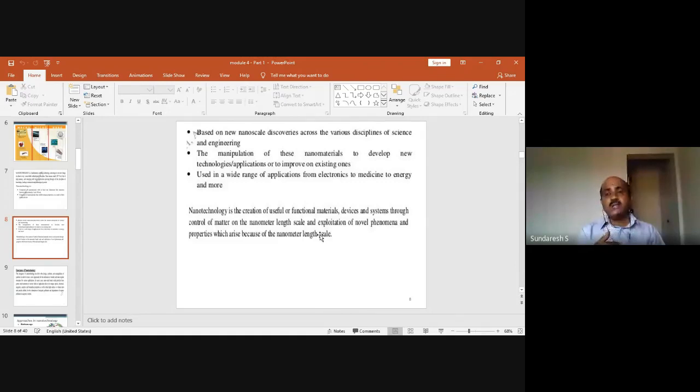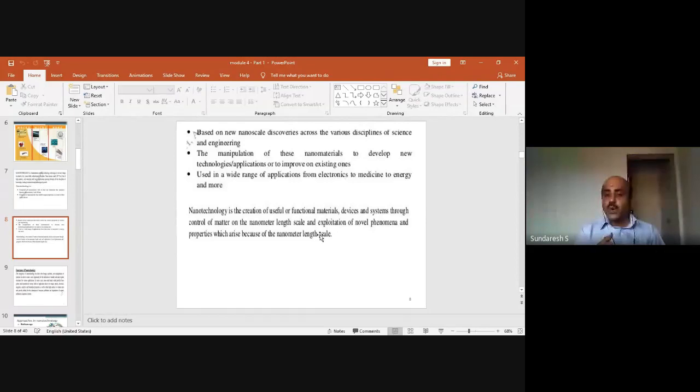This is what I was talking about in the previous one. Some materials exhibit unique properties at the nano level which they may not exhibit at the macro or micro level. So from this technology we can exploit which properties the material can exhibit at the nano level. This is the exploitation of novel phenomena and properties. Novel phenomena, because some phenomena take place at the nano level which you cannot reveal at the micro or macro level. So you can exploit the novel phenomena occurring at the nano level, and also the unique properties that materials can exhibit at the nanometer scale.